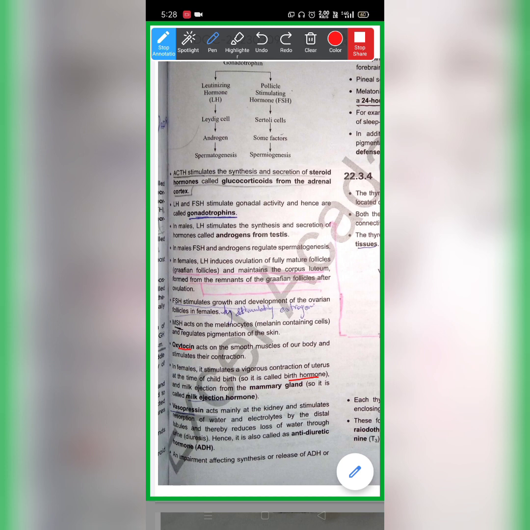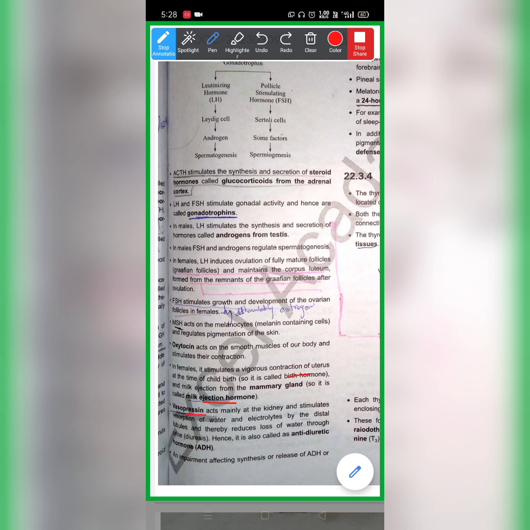What is the other function of oxytocin? It also causes the ejection of milk from the mammary gland. Therefore it is also called the milk ejection hormone. What are the two names we can give oxytocin? The first is birth hormone, the second is milk ejection hormone. Which hormone helps in the production of milk? Yes, it is prolactin.